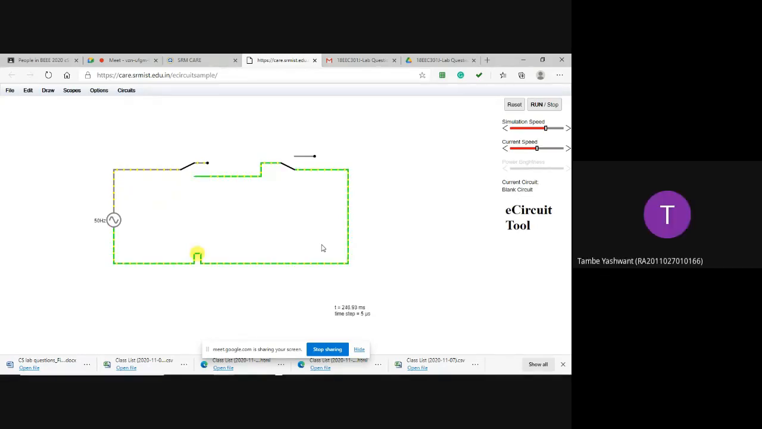It is showing yellow color. No yellow color, it's not glowing. The current is not running now. Yes, ma'am. Okay, you can see. Is it glowing now? No, ma'am. No, it will not glow. Okay, because here the first one I have switched on, this one I have kept it off. Okay, that's why.